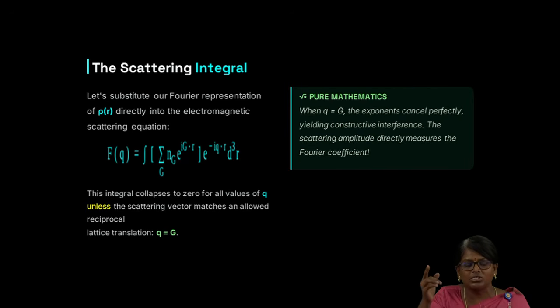Now you get the equation: integral of Ng exponential i G dot r times exponential minus i Q dot r times f bar. When you look carefully at the equation, you can understand that when Q is equal to G, the exponentials cancel out. That means the waves interfere constructively and you get a bright spot. When the exponential becomes e power 0, it gives the value 1, and beautifully the scattering amplitude F of q becomes the Fourier coefficient Ng. So now the electron density becomes the Fourier coefficient.